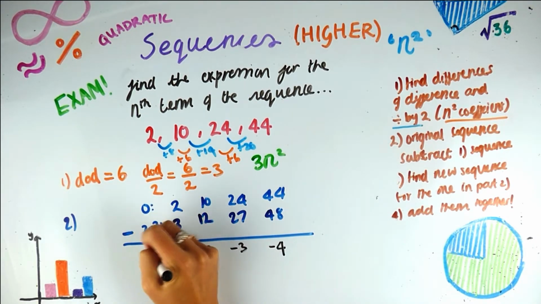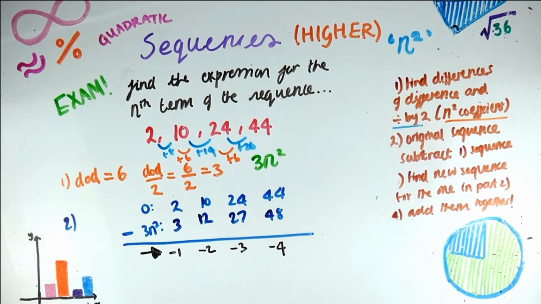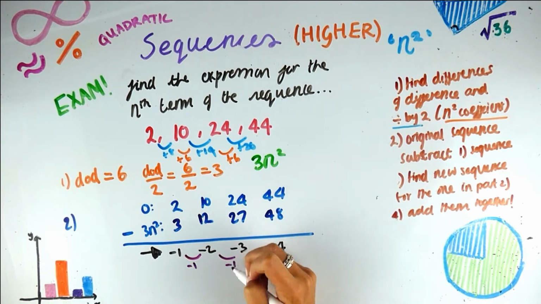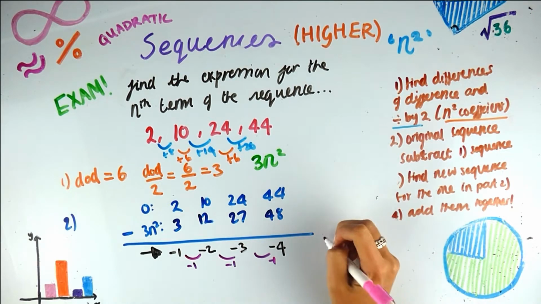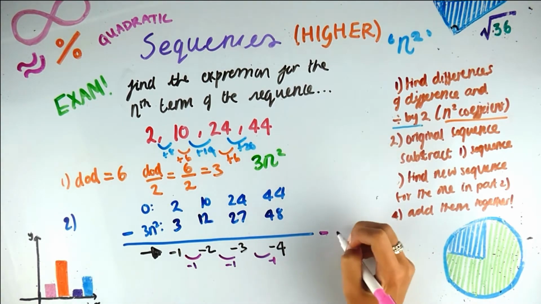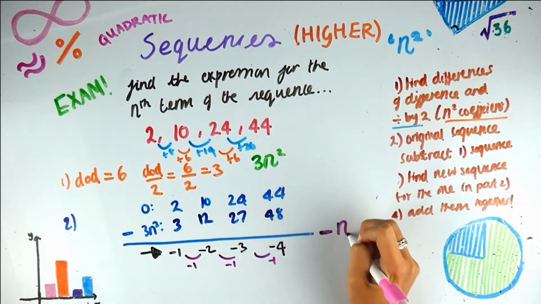Okay, so this is our new sequence. Now we want to find the nth term of this sequence. So let's look at the difference. The difference is we're subtracting 1, subtracting 1, subtracting 1. So our coefficient for our n, this is non-quadratic because they're all linear, is minus 1, so minus n.